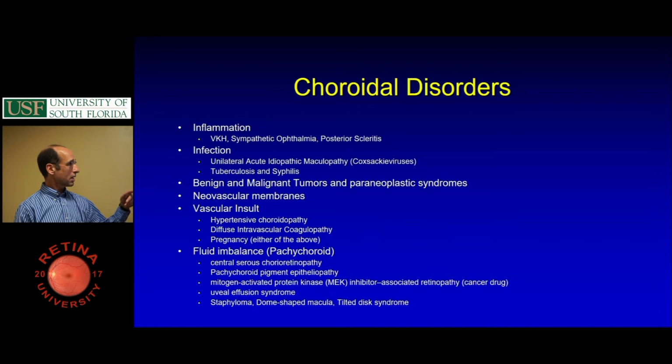Posterior scleritis is one. And then infections. We had the unilateral idiopathic maculopathy a couple weeks ago. TB and syphilis can have fluid, but not always. Tumors, neovascular membranes is very common. A vascular insult, and again, the vascular insults cause choroidal leakage, but mostly they're disrupting the blood-retinal barrier, and then a fluid imbalance, which is the pachychoroidal spectrum now, which people talk about, which is central serous retinopathy and the other stuff. And I've not seen the mitogen activated protein kinase inhibitor associated retinopathy, but you'll see that in some cancer patients.